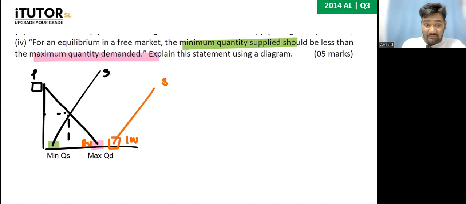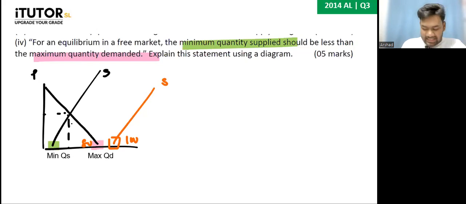Don't confuse maximum demand price and maximum quantity demanded. This one over here is the maximum demand price. This one that comes with the supply curve like this, that's the minimum supply price. Don't confuse that with this. So is that clear, guys? That's what you draw and explain.